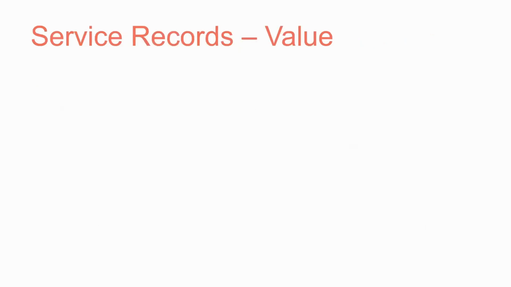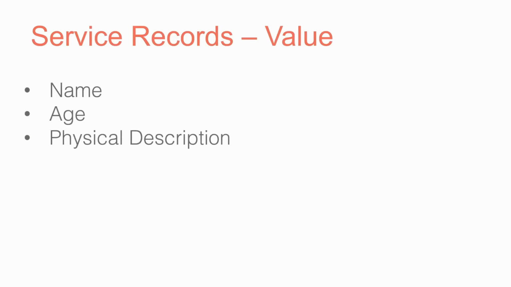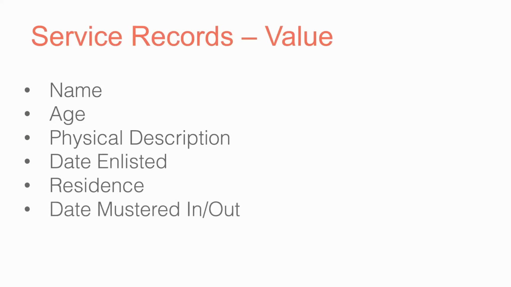Service records will contain a lot of different information, depending on what was captured during that conflict. Often, earlier conflicts have fewer records and less information. But you might get the soldier's name, his age, a physical description, the date he enlisted, where he was living at the time of the enlistment, when he was mustered in and out, the unit, and if there were any illnesses or injuries that took part because of his service.